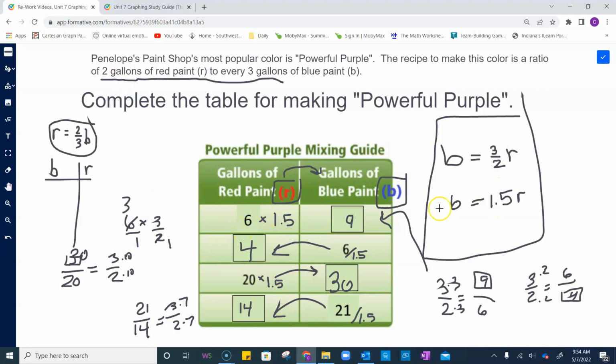So you could have used equivalent fractions based on the ratio they started you with, or you could have found the formula and realized that to get from red to blue, we multiply by 1.5. To get from blue to red, we divide by 1.5. So those are 2 really good options for this table to be able to complete it. And that's it.